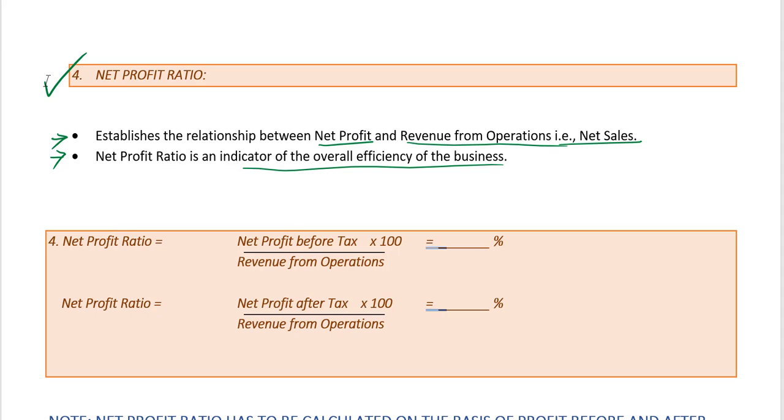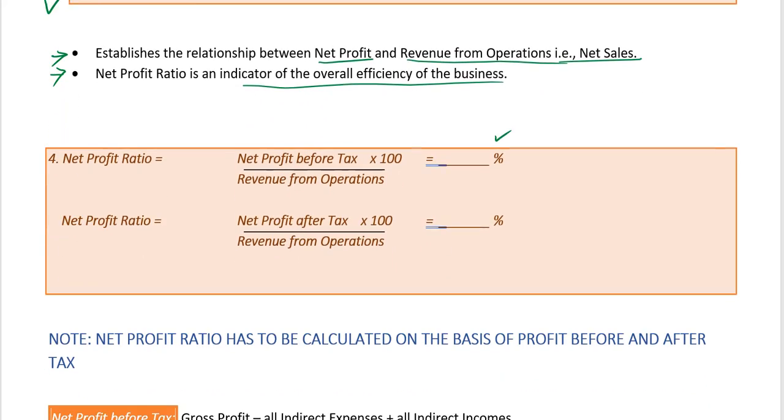The net profit ratio, where the net profit before tax has to be taken, we will use the formula net profit before tax multiplied by 100 divided by revenue from operations and get the answer in percentage. If the net profit after tax figure is given, we can use the formula net profit after tax multiplied by 100 divided by revenue from operations.